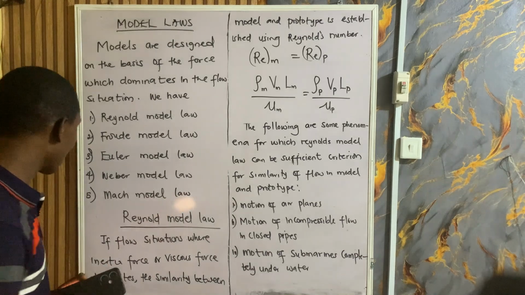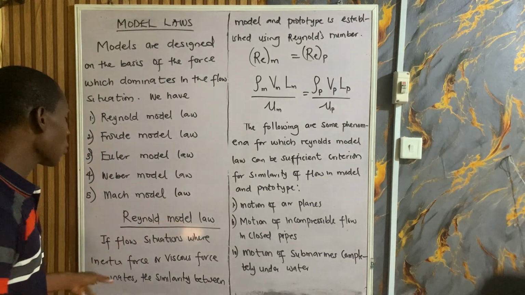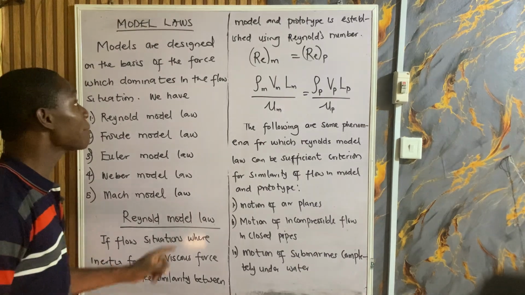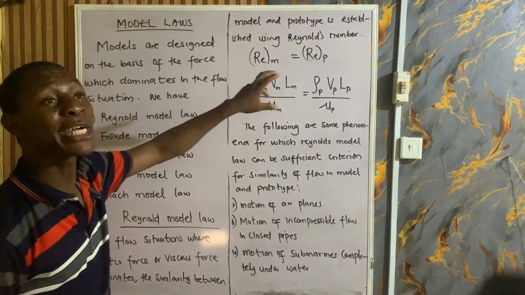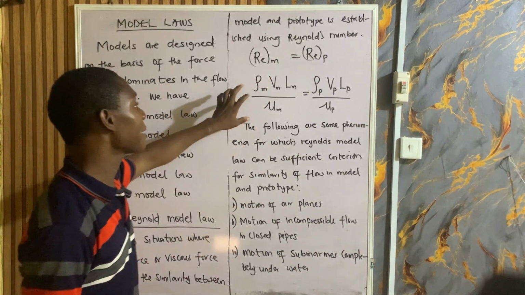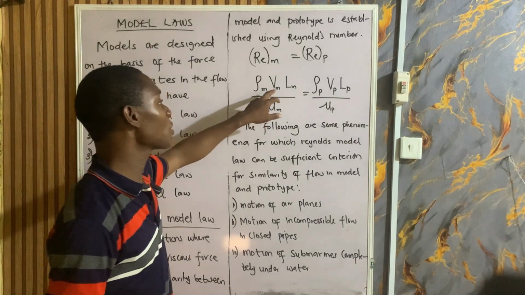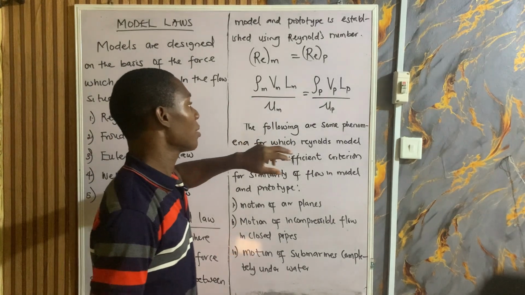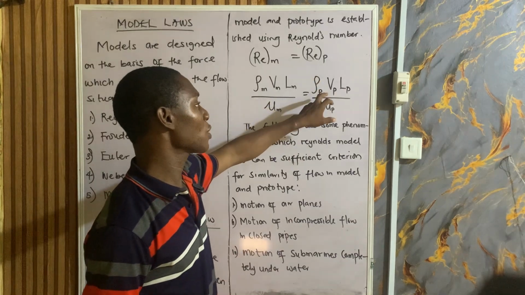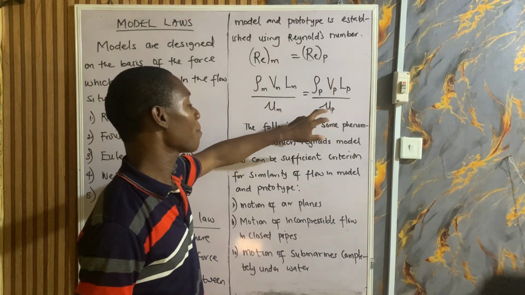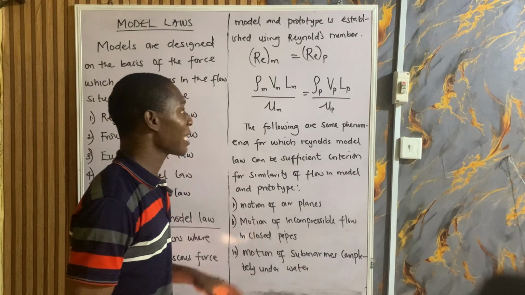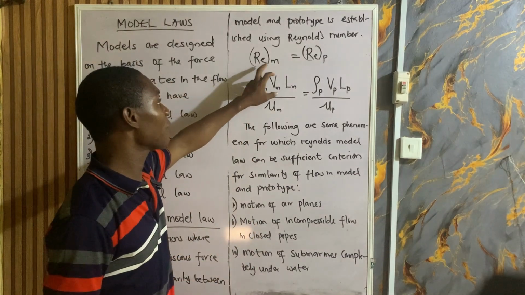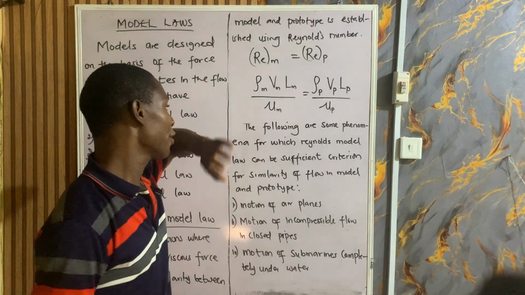So the Reynolds model law: in a flow situation where inertial force or viscous force dominates, the similarity between the model and prototype is established using the Reynolds number. And this is the Reynolds number: density of the model, velocity of the model, and length of the model over viscosity of the model, which is equal to density of prototype times velocity of prototype times length of prototype over viscosity of the prototype. I gave this relationship in our dimensional analysis. So the Reynolds number for the model must be equal to the Reynolds number for the prototype.